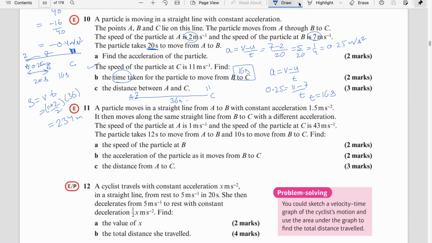So if we check it with another formula, which was S equals ut plus half at square. The initial velocity for this C part is 2 and time is 36 seconds, plus half, acceleration, we solved that in the first part, that is 0.25, and time again 36 squared. So when you simplify it, you again get 234 meters. So whatever formula you use, you'll get the same answer.